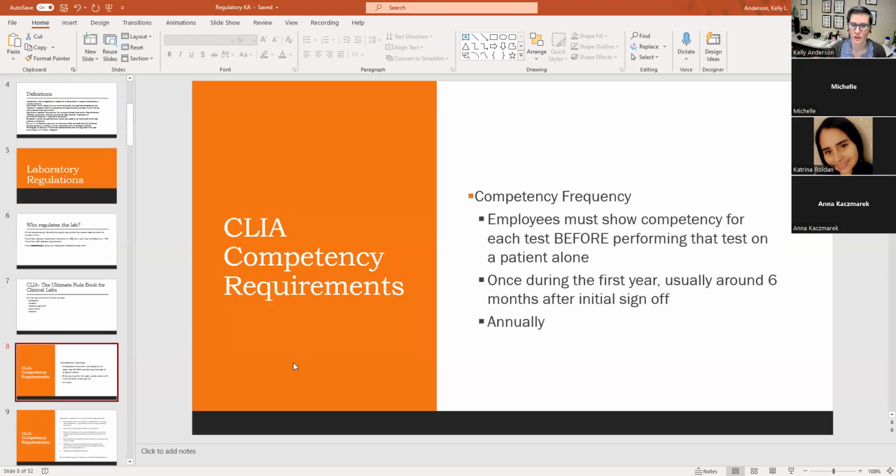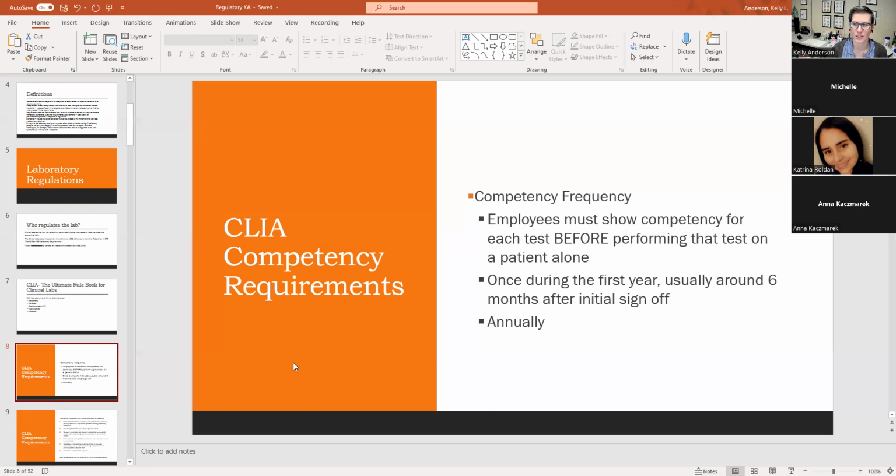So first, competency requirements. This is really important. One thing I didn't address here is what is competency? So basically it is confidence that you know what you're doing before you're performing a test on a real patient. So how frequently do you need to do this? Employees need to show that they are competent for each test that they perform before actually performing that test on a patient by themselves.